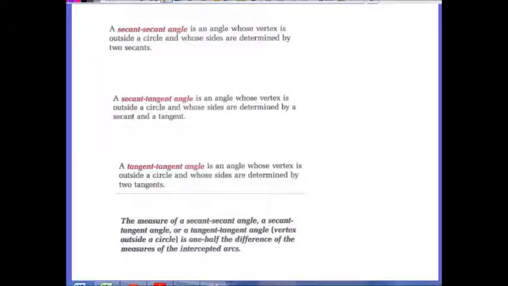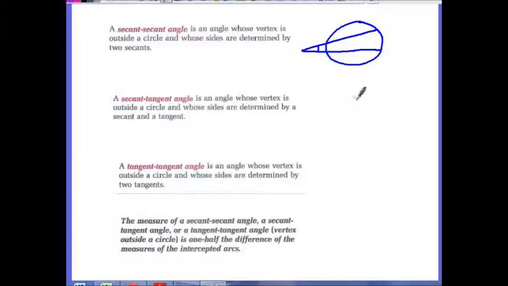Next, we have three new angles. A secant angle is an angle whose vertex is outside the circle and whose sides are determined by two secants. So in other words, it looks like this. Here's our circle. Here are two secants, lines passing through the circle. This right here is going to be my secant angle.